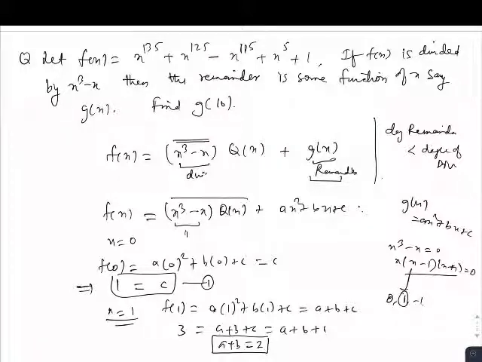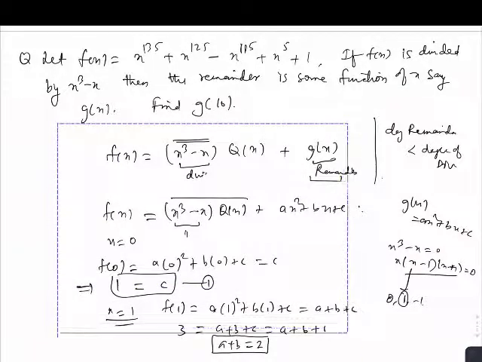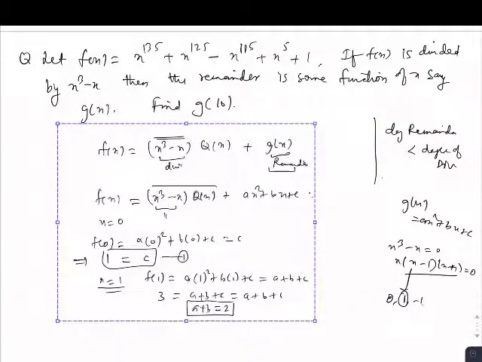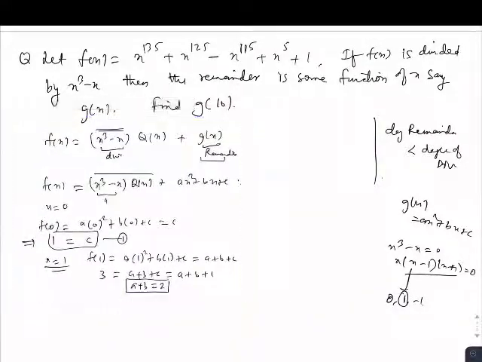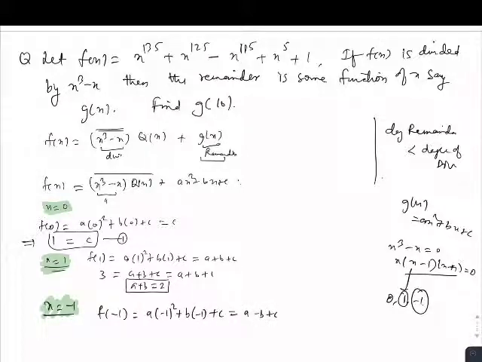Now let us go ahead. I'll shrink this entire discussion so that we get more room on the screen. Now we start working on the other condition. We have substituted x equal to 0 and x equal to 1. Now we substitute x equal to minus 1, because that's the only root which is left. So f of minus 1 is equal to a into minus 1 square plus b into minus 1 plus c, which is a minus b plus c.